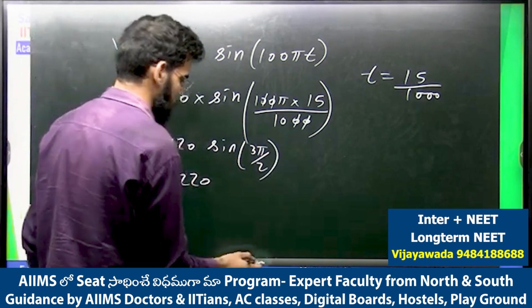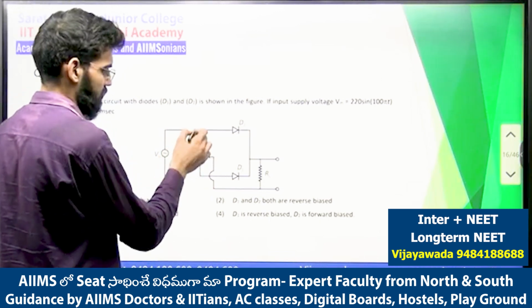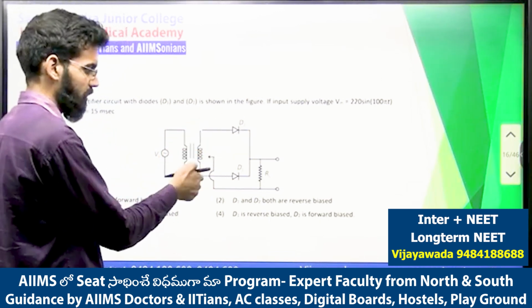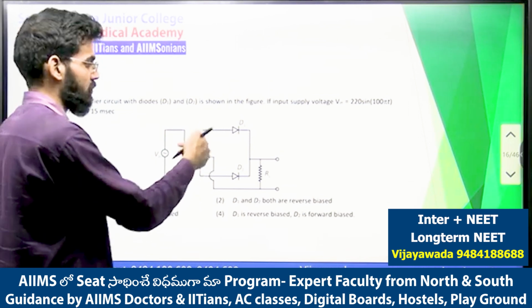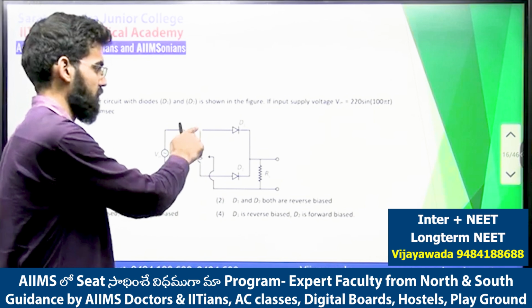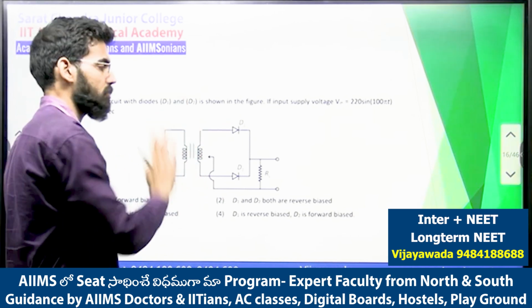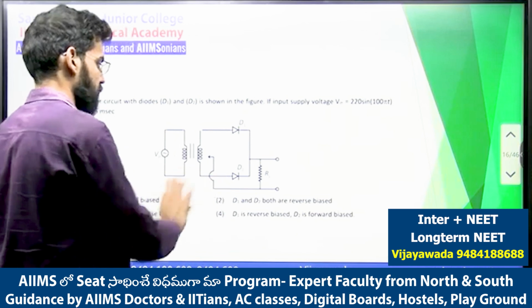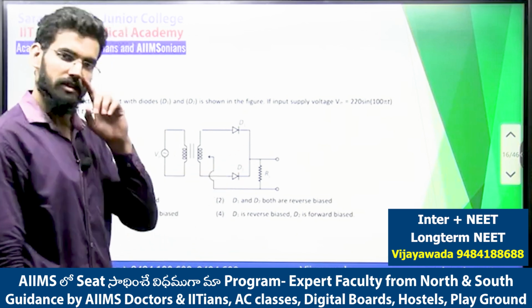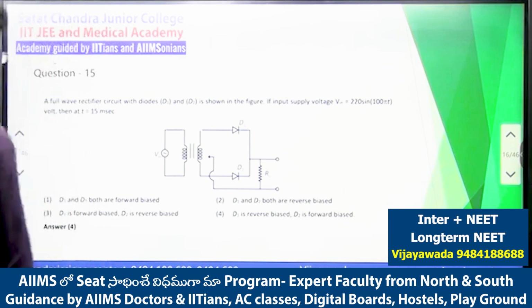Minus 220 means this side is negative and this side positive. Upside D1 side is negative and down D2 side is positive. So D1 will be reverse bias and D2 will be forward bias. So upside D1 side is negative, so that's reverse bias, and D2 side positive, so I can say this is forward bias. So fourth option, that's how the fourth option answer came.